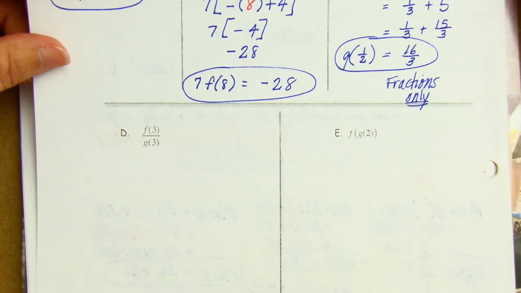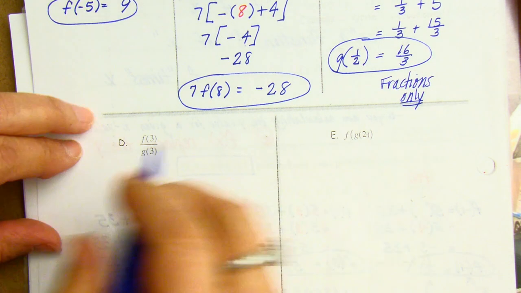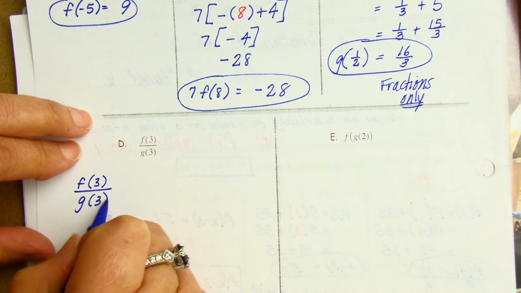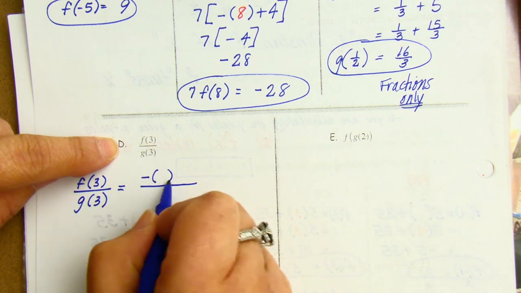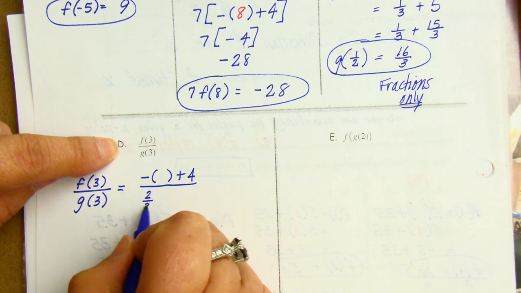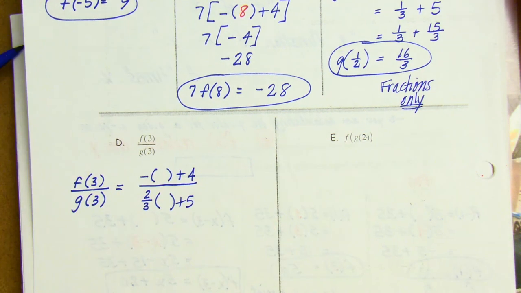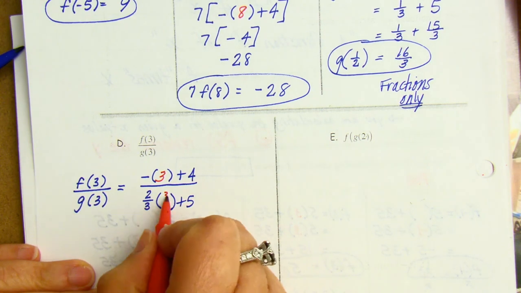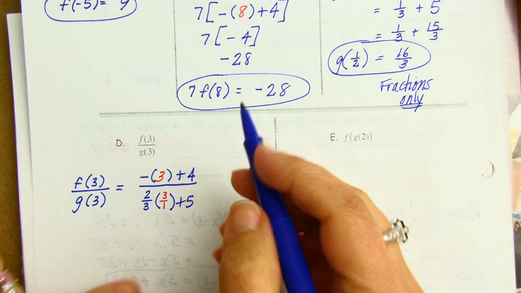Let's look at the next one. The next one's a fraction. I need to find f of 3, I need to find g of 3, and then I need to divide them. F of 3, g of 3 equals, well, what's my f function? Negative x plus 4. What's my g function? 2/3 variable plus 5. I'm going to substitute. I'm going to put a 3 here. And I'm going to rewrite the 3 as 3/1. Only because this is a fraction and I want to keep this looking, you know, like a fraction.